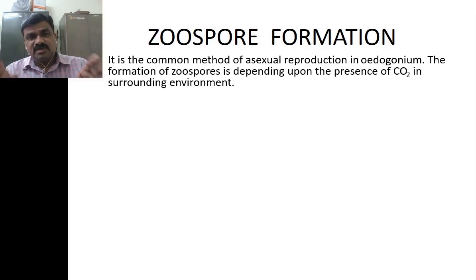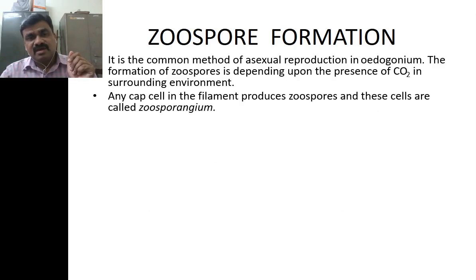So it is the most common method of asexual reproduction. Zoospore formation is also one of the common methods of asexual reproduction. So these zoospores are produced and it multiplies the number of filaments. And the more important point is that the formation of zoospores depends upon the presence of carbon dioxide in the surrounding environment. So the carbon dioxide concentration influences the zoospore formation in the filament. Okay, so this is one of the important factors. How does this zoospore formation take place?